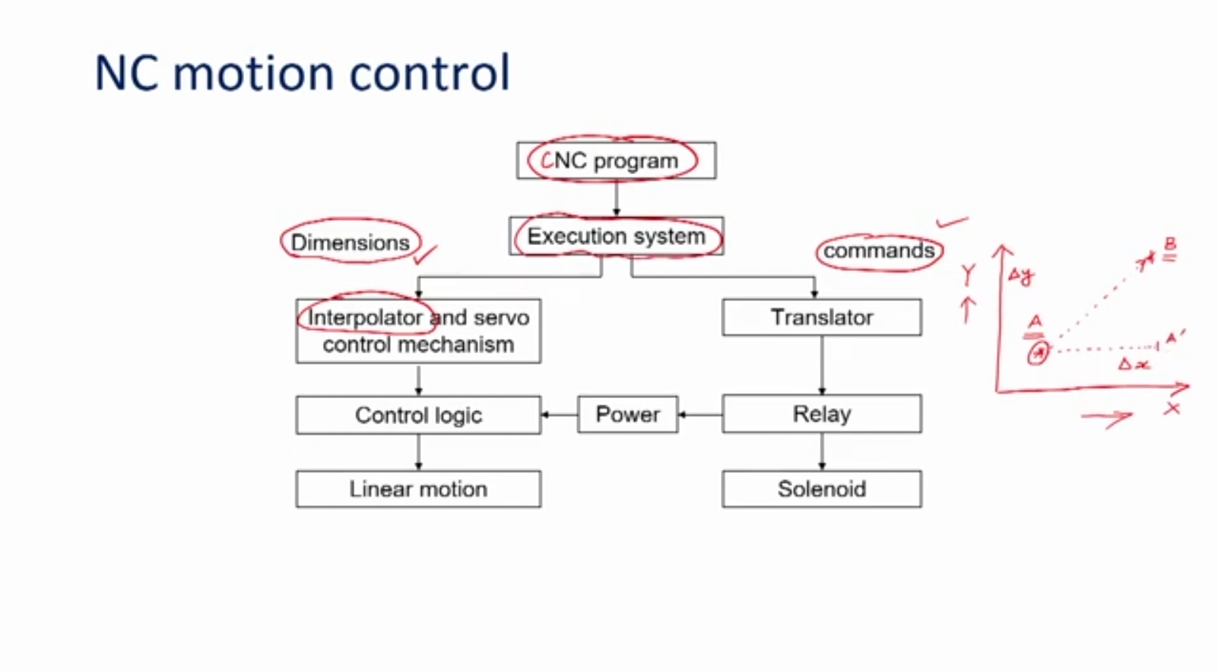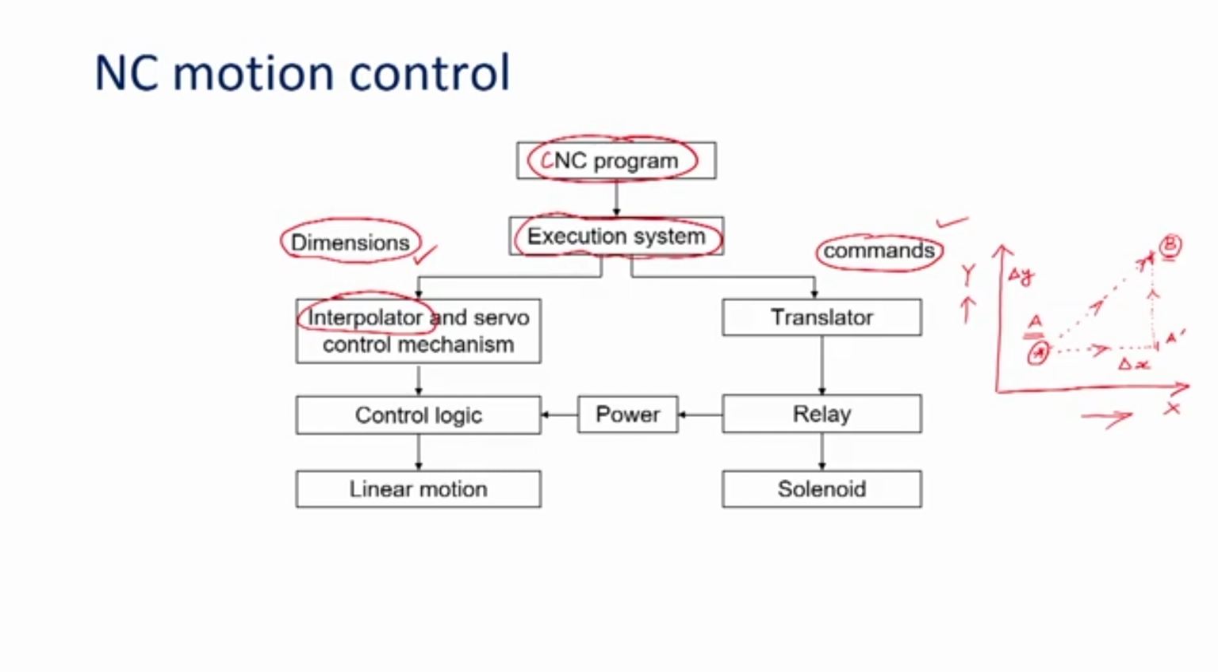So, there has to be a certain algorithm, a certain program which is computing these steps delta X and delta Y, and this is called the interpolator. So, we have to have some circuitry, some program which is taking care of this. There are a lot of algorithms being used. The very basic algorithm is the DDA algorithm. This is the digital differential analyzer algorithm.